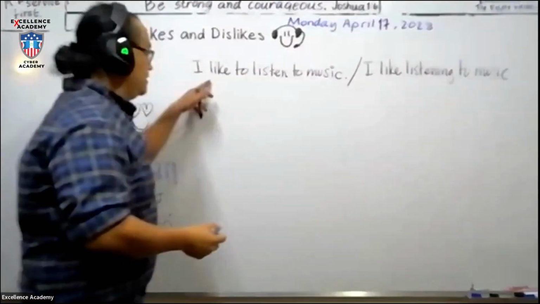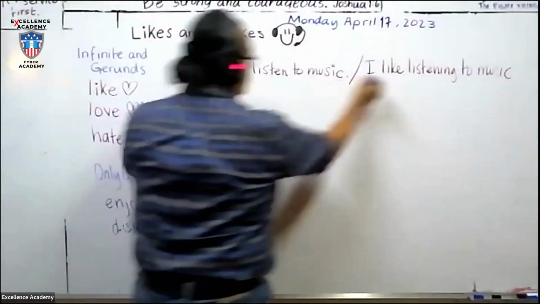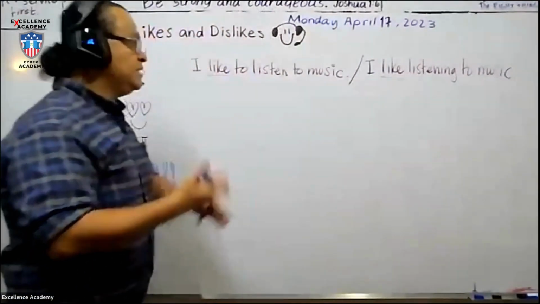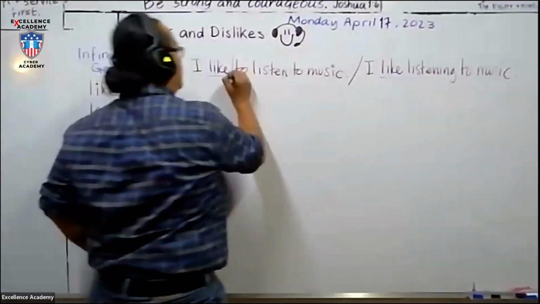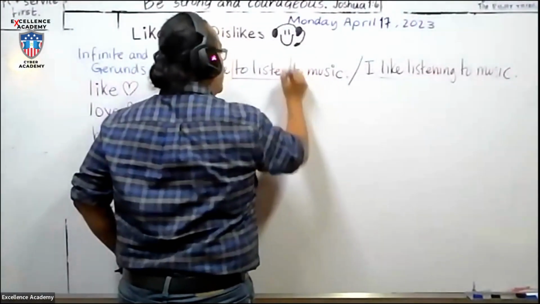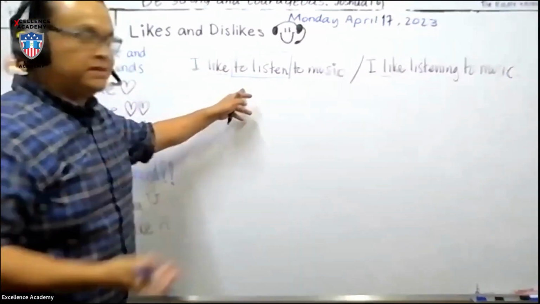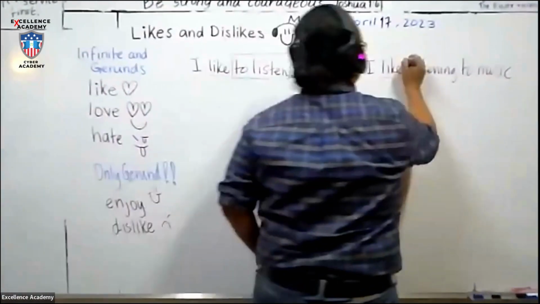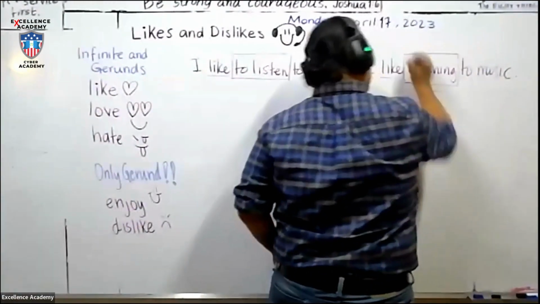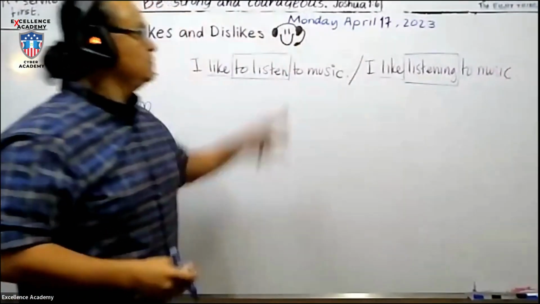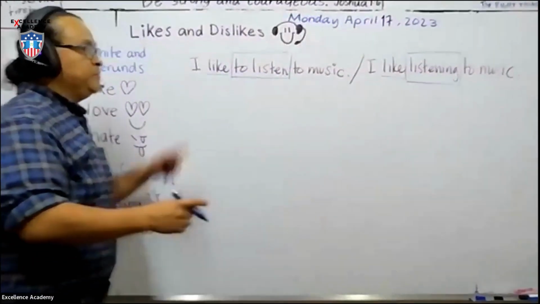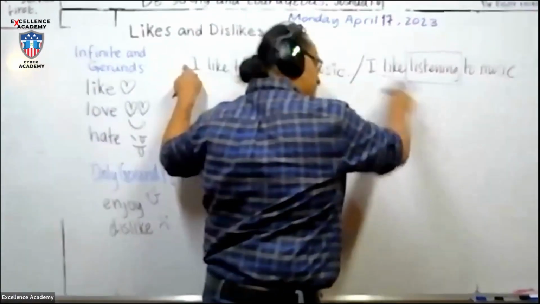Like I said, the verb like can be used as an infinitive, which is the preposition to and the verb listen in the base form. This is an infinitive verb with no tense. Or you can use it as the gerund, which is the verb listening in the ing form, which is basically a noun. Okay, so this is correct and this is correct.